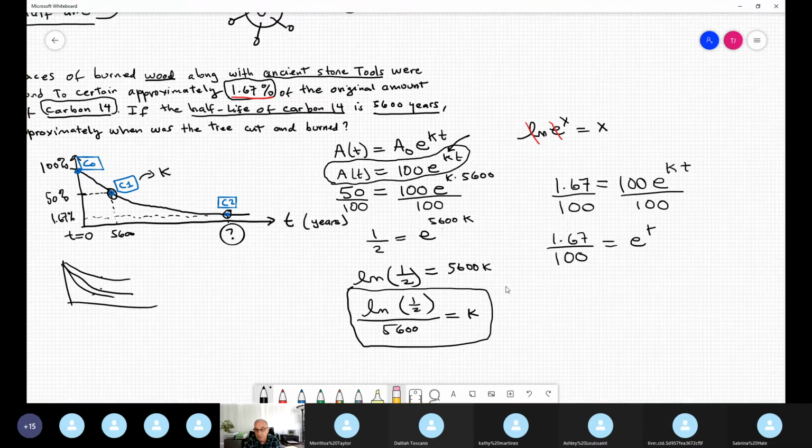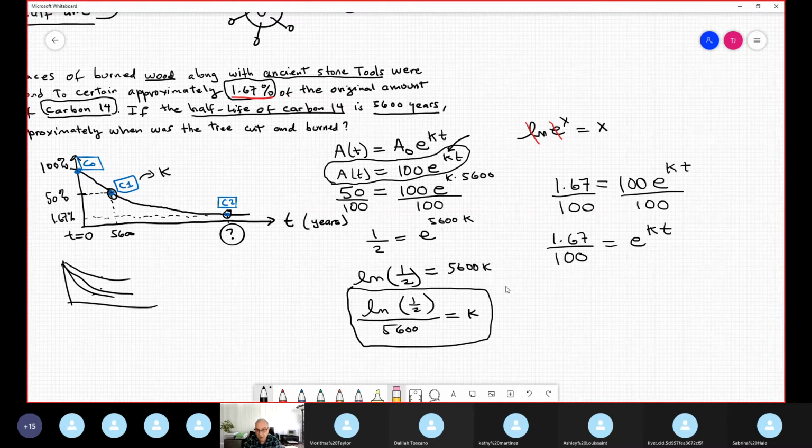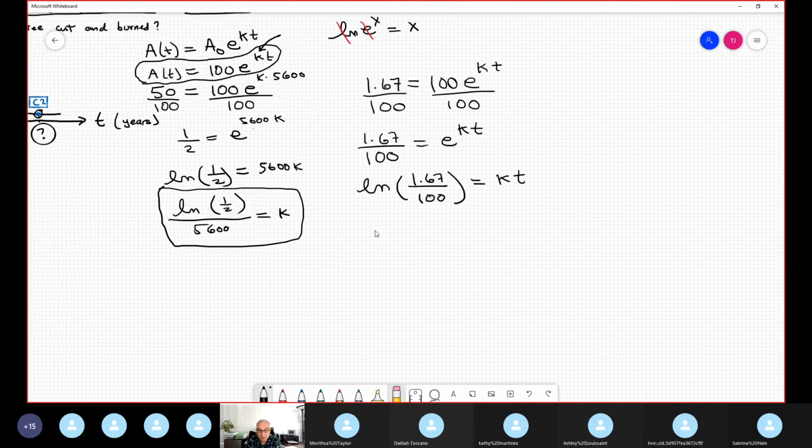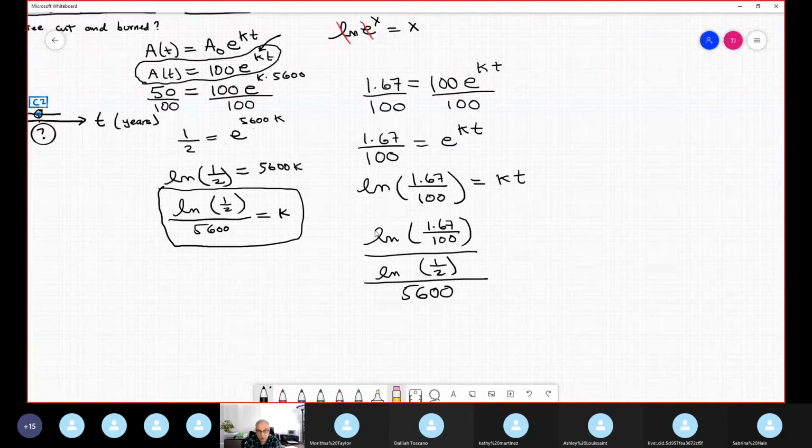Is equal e to the K t. You apply it again, natural logarithm of both sides. Natural logarithm of 1.67 over 100 is equal, everything is canceled, so K t. Now t is natural logarithm of 1.67 over 100 divided by K. But who is K? Logarithm of 1/2 divided by 5600. And this is time. How do you put this in your calculator?